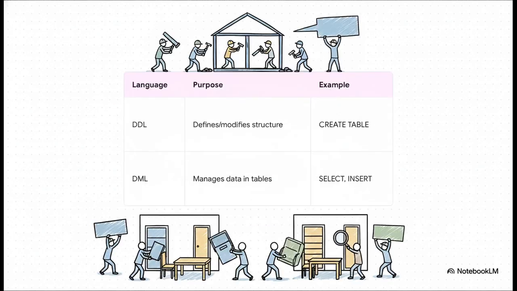Let's go back to our building analogy one last time, because it's perfect here. Think of DDL as the construction crew. They use commands like create table to actually build the rooms and walls of the house. DML, on the other hand, is the moving crew. They use commands like insert to put furniture into the rooms and select to go look at what's already there. One builds the house, the other furnishes it.